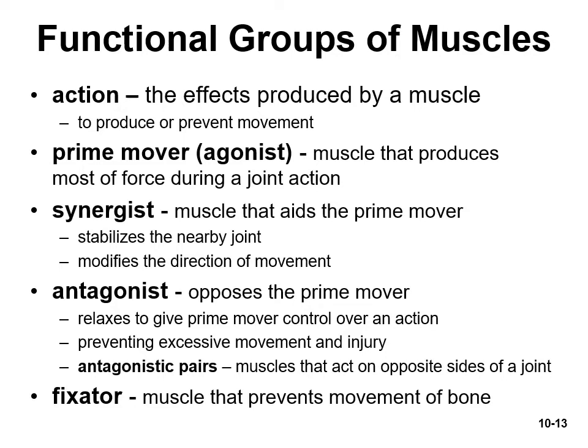The last functional group is going to be called the fixator, and this is muscles that prevent movements of bones. You see lots of fixators in the hips and the shoulders to prevent movement of the coxal bone and the scapula so that you can have effective actions produced by muscle contractions.